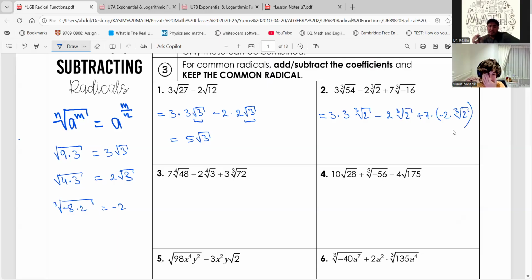And now I say here in every term, cube root of 2 is a common factor, right? If you just factor out, then I have here, what is this? 9 minus 2, 7 times negative 2, negative 14. And the times, here we have cube root of 2, which is equal to 9 minus 2, 7. 7 minus 14 is negative 7. Negative 7 times cube root of 2.